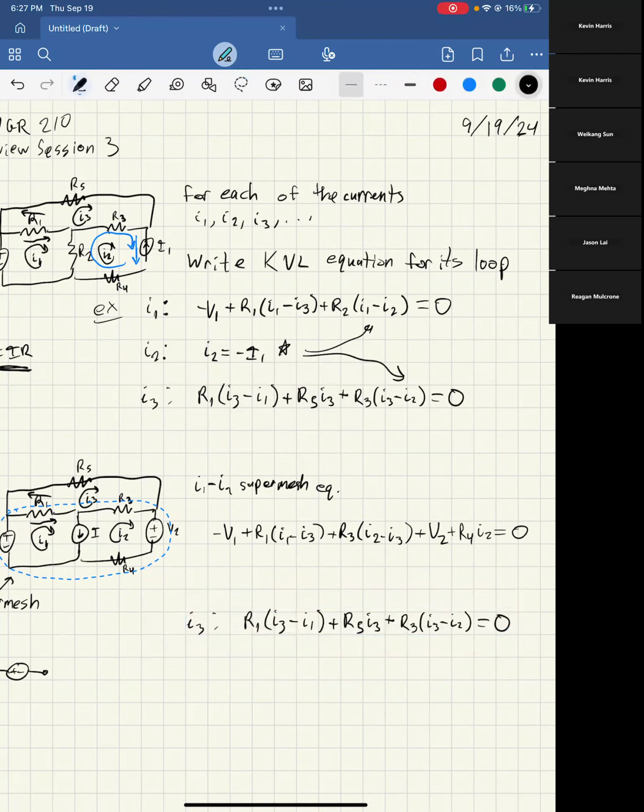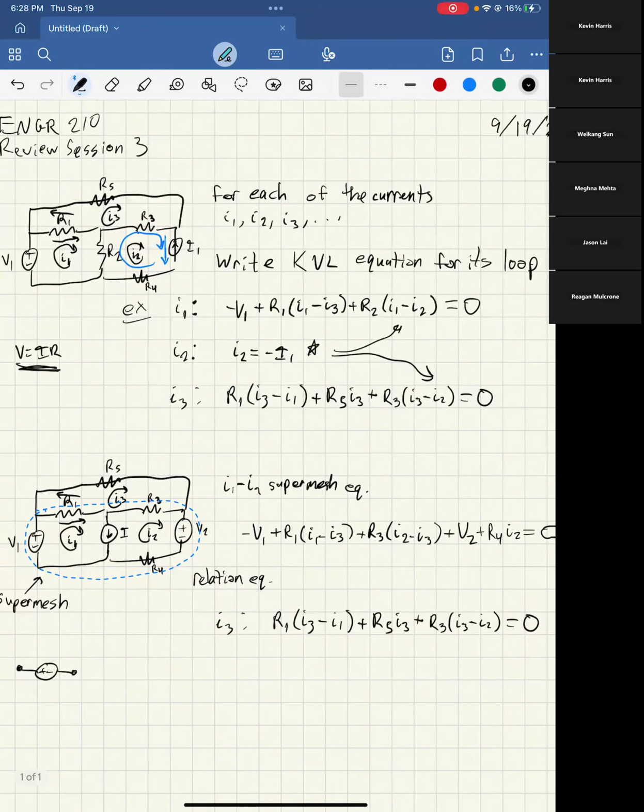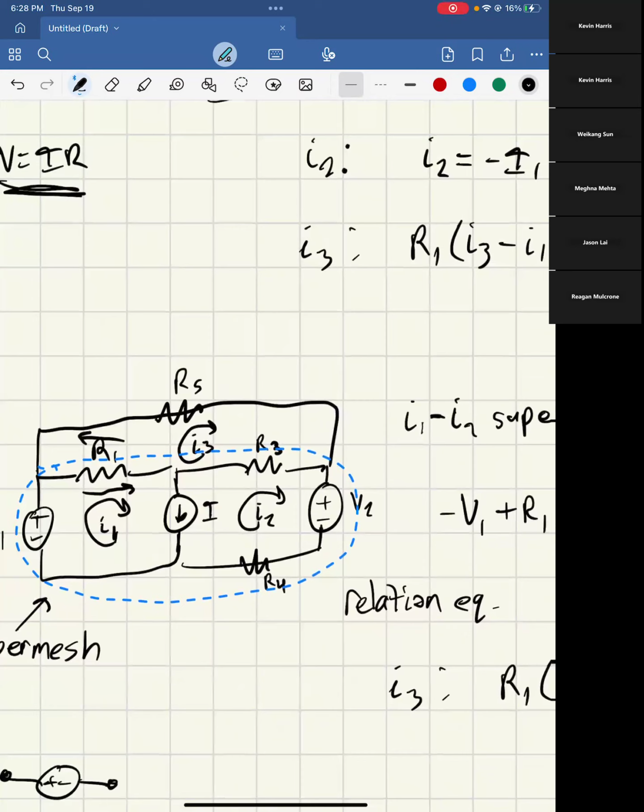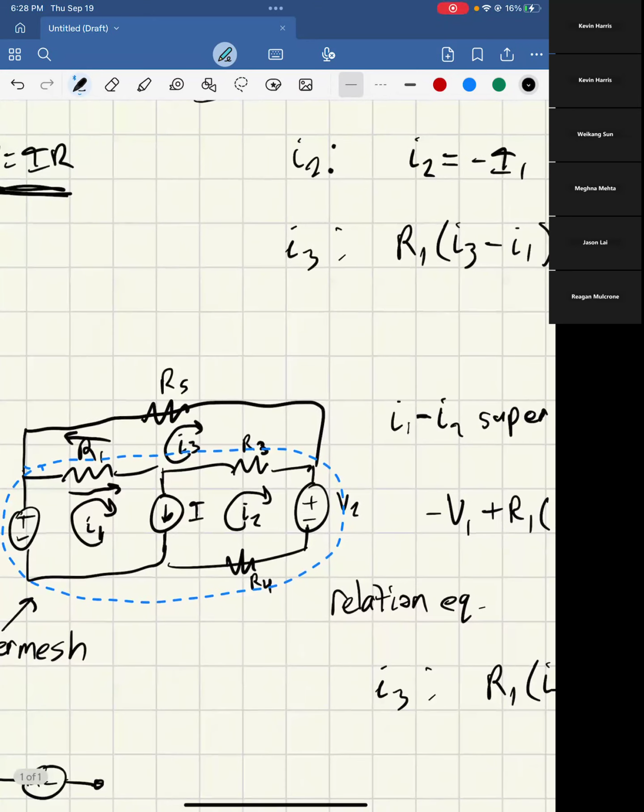I3, and then the relation equation. I'll call it the relation equation. Relation equation is going to be, so if we look at this, we have that I in the middle.